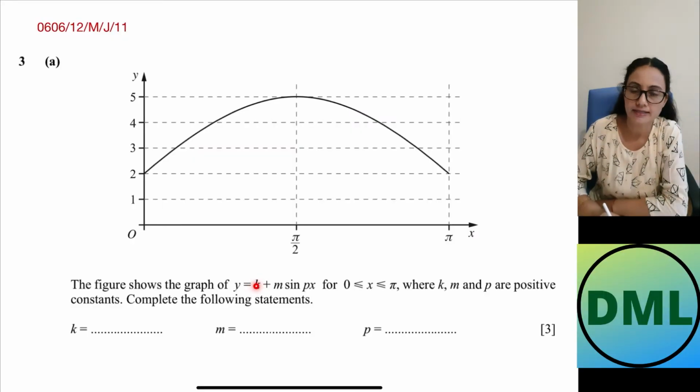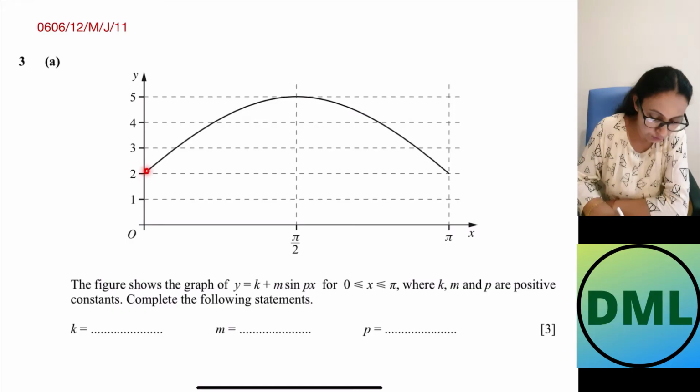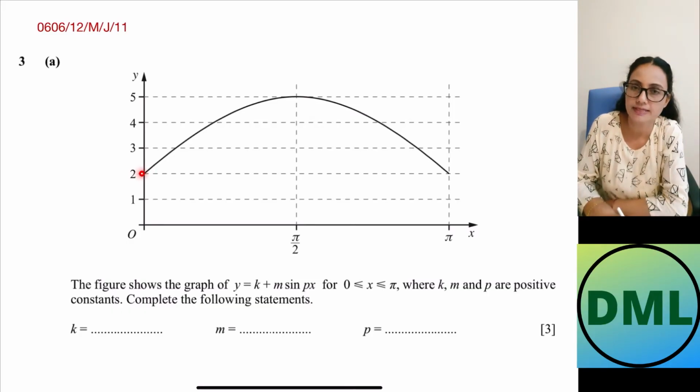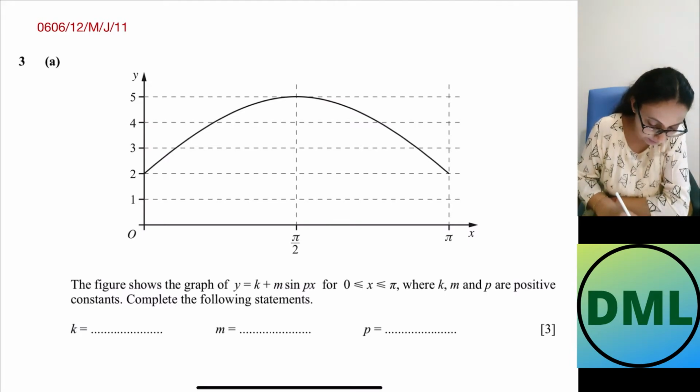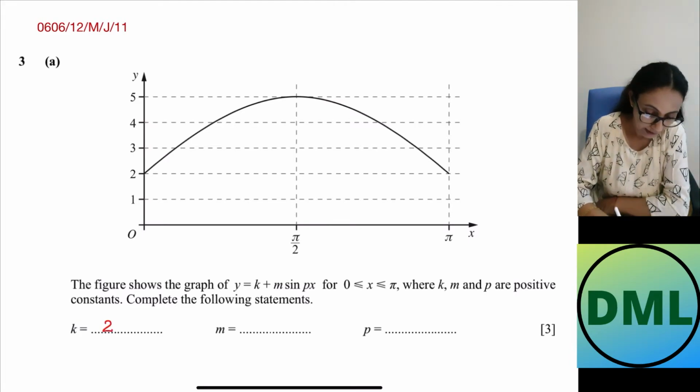K is our axis. Our graph starts from here at 2. So what is our axis here? Our axis is at 2, which means that the value for k is 2. Let's substitute the value here. The value for k is 2. I need to find out the amplitude here. What is the amplitude here? Amplitude here is m.